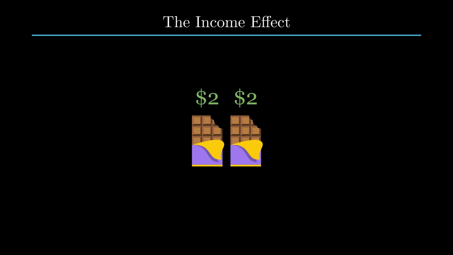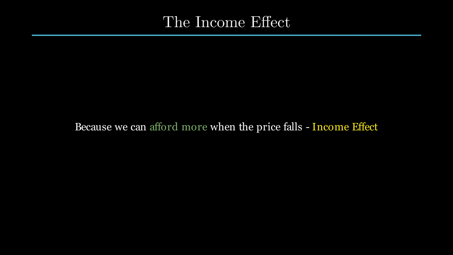The income effect. This one is straightforward. Let's say you love chocolate and it normally costs $4. Now imagine the price drops to $2. Your income has not changed, but now with the same amount of money, you can afford more chocolate bars. Your purchasing power increases. That is what economists call the income effect. So why do we buy more when the price falls? It is because we can afford more when the price falls.